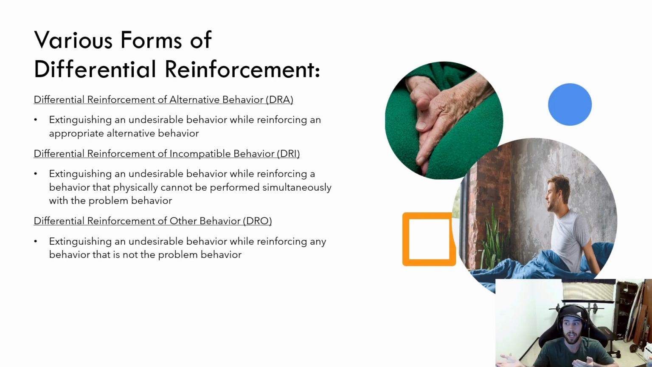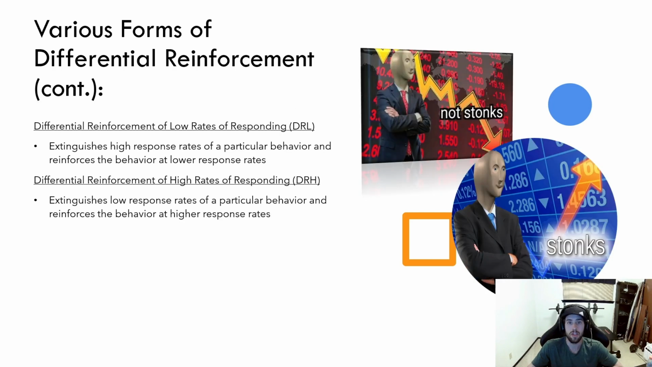Differential reinforcement of other behavior, that's basically when you're reinforcing any behavior that's not the problem behavior. So if you're scratching yourself till you bleed, walking around or drawing or really anything else. And then these last two, they're basically just inverses of each other. So if you want a behavior to occur more, you do differential reinforcement of high rates of behavior. And if you want it to occur less, you do low. And that's whenever, for example, in the case of high, you would extinguish the low rates of responding, and then you would only reinforce whenever they do it at the higher rate of responding.